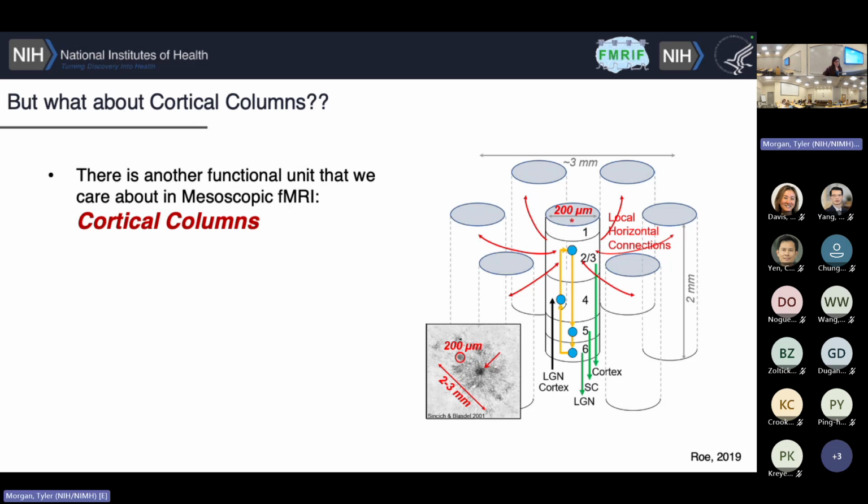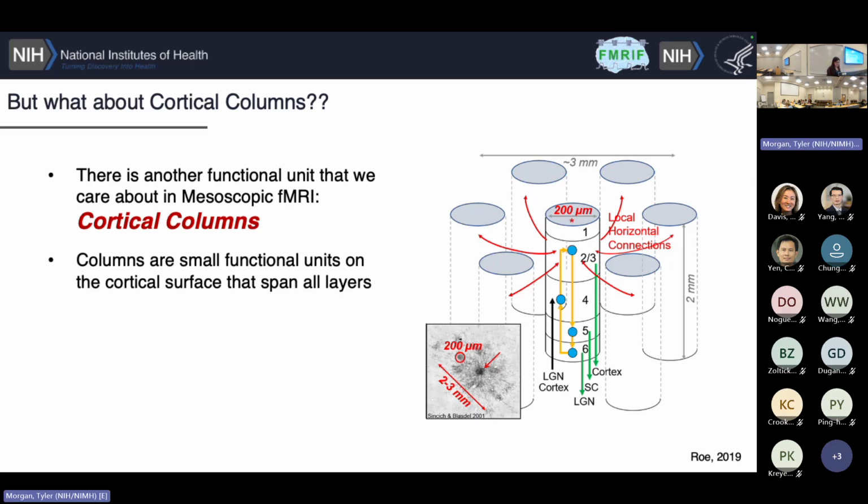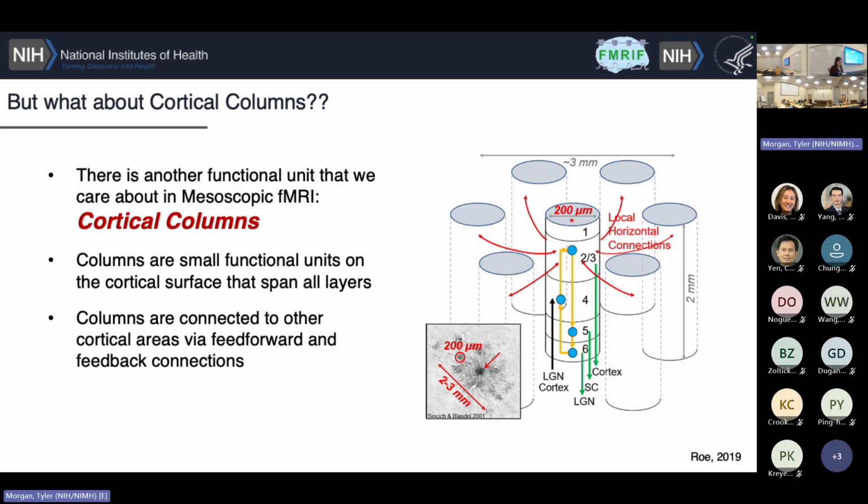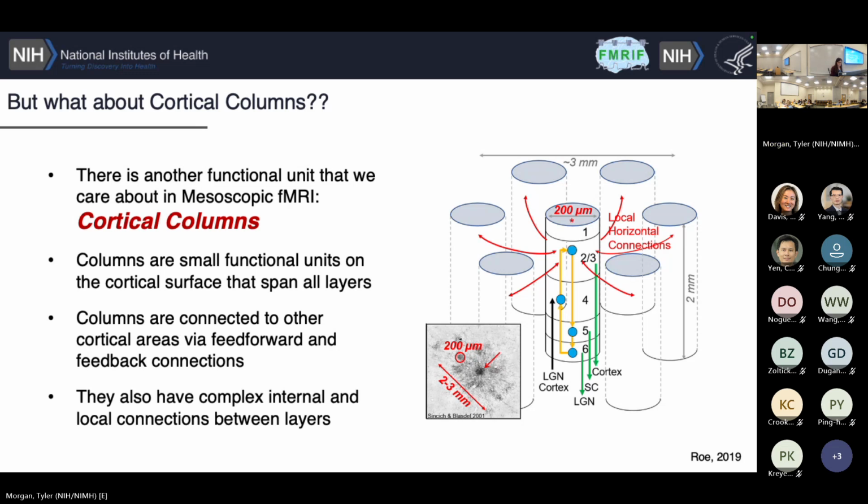In monkeys, they're about 200 microns across for what's called a microcolumn. The macrocolumn is maybe approximately 3 millimeters or so. And in humans, they're a little bit larger than this, but not dramatically. So columns are small functional units that span all of the different cortical layers. And like I said, they're connected to each other through a whole bunch of different types of connections.